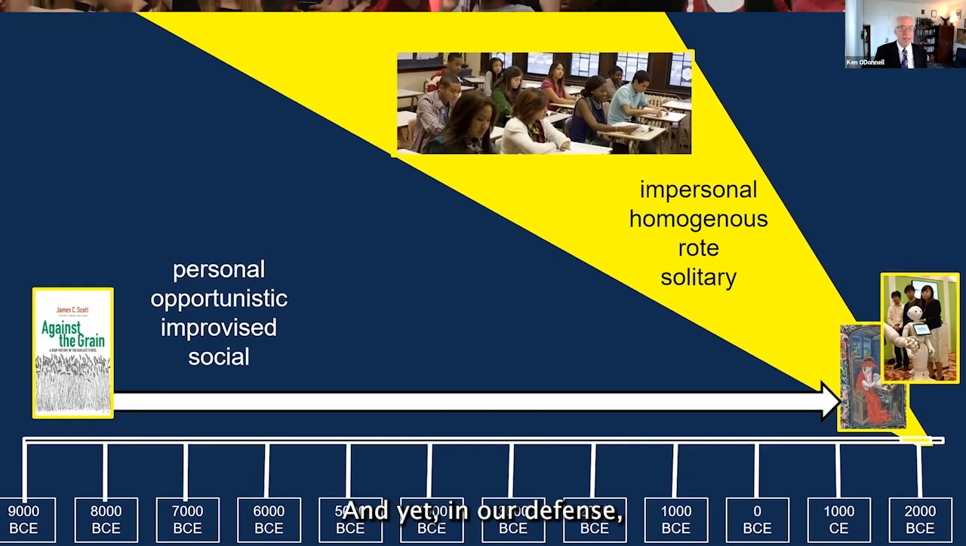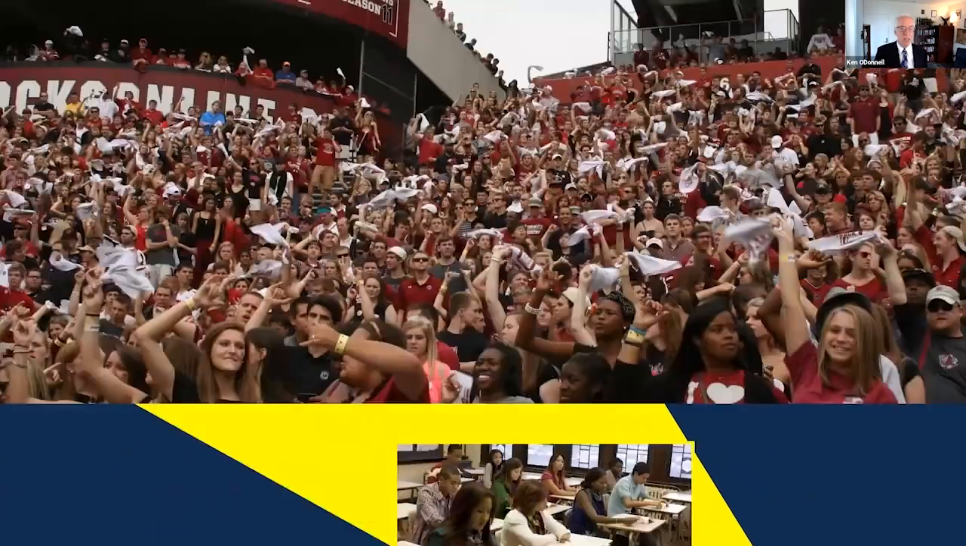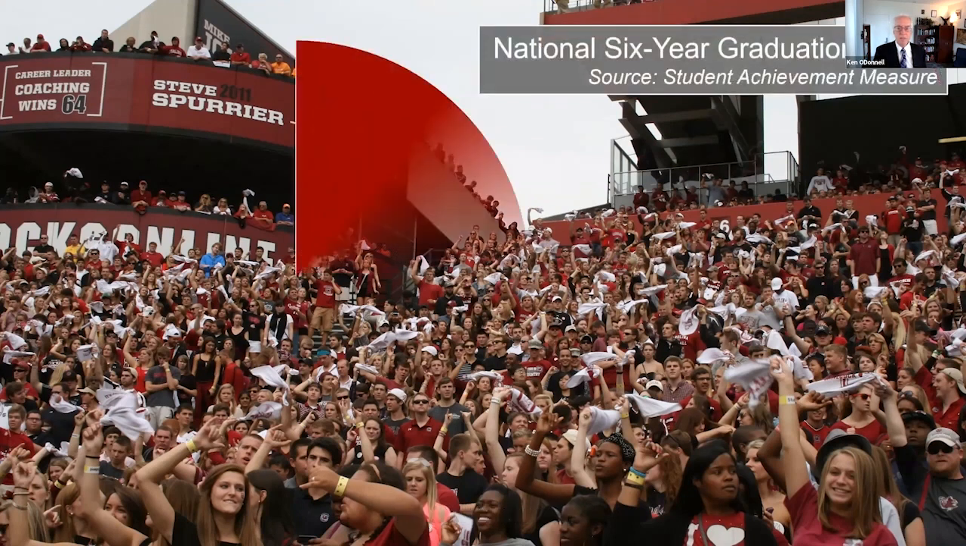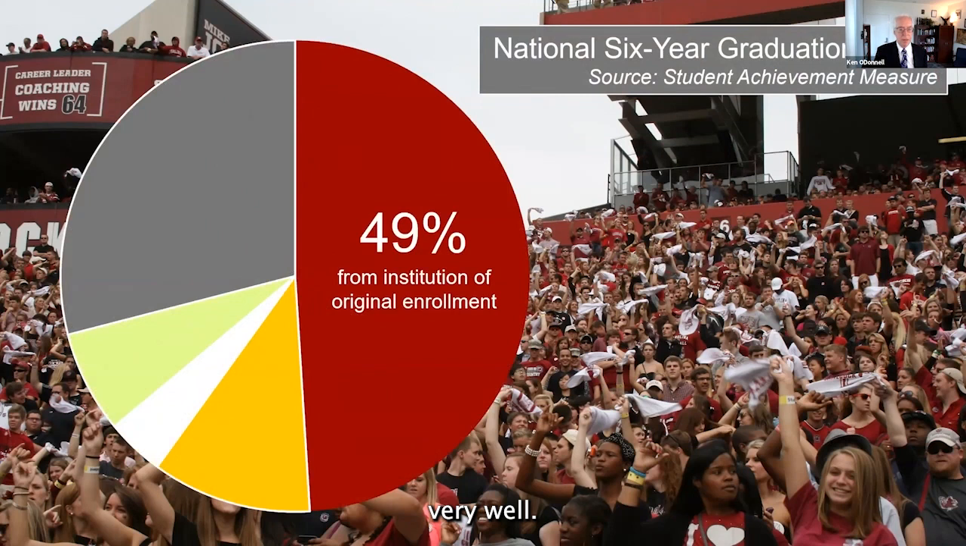And yet, in our defense, that's because we had a crush of 20 million students at the college and university level in this country to educate. You can't be messy, unscripted, and improvisational at this kind of scale. But as a result, we're not doing very well, as many of you know.